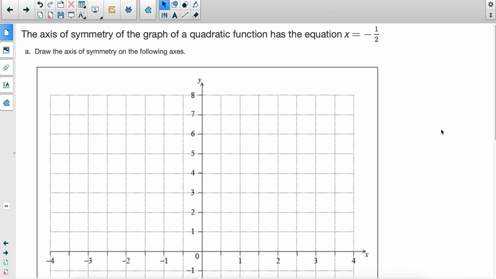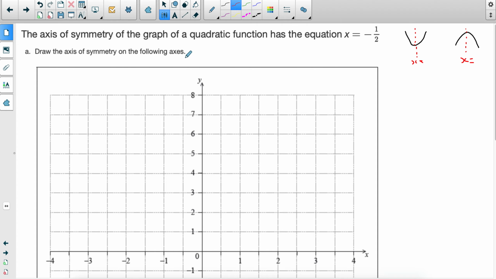We have a question dealing with quadratics, and it's already telling you that the axis of symmetry of the graph has the equation x equals negative a half. So remember that your quadratic equations always have this form, and they're always symmetric at the vertex. So you have this symmetric line that goes through. It's actually a vertical line, and this vertical line has an equation. It's usually x equals whatever it's positioned at.